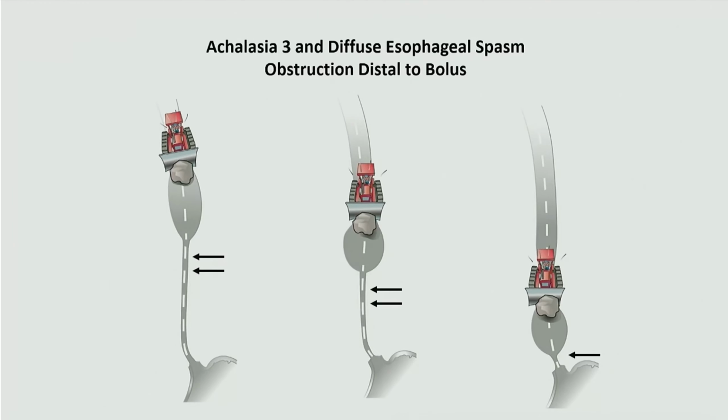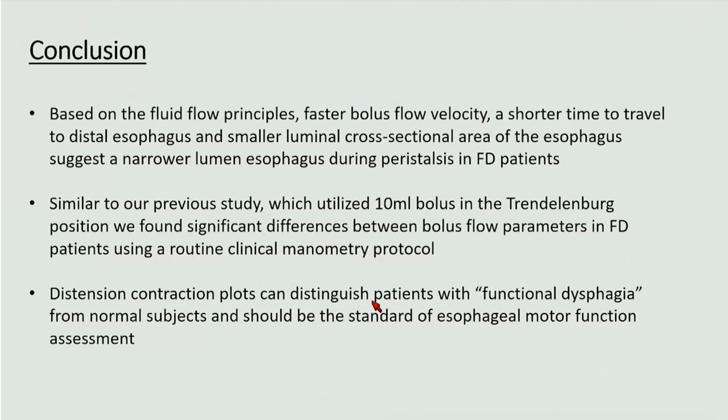Similarly, you have achalasia type 3. It's a more interesting pattern observed in the ultrasound. It's a segmental kind of thing. Right ahead of the bolus, you have a distension, but more distally, you have a narrowing. So in conclusion, based on the results we saw, we have faster bolus flow velocity, a shorter time to travel to the distal esophagus, and a smaller luminal CSA of the esophagus. This suggests a narrower esophageal lumen during peristalsis in functional dysphagia patients.